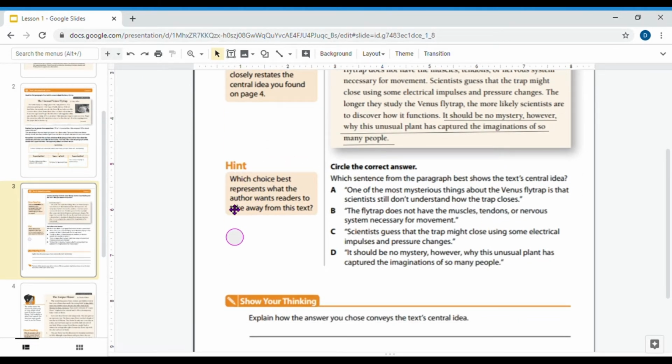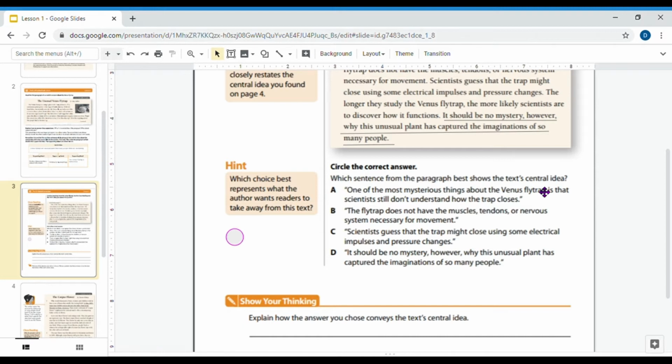Which choice best represents what the author wants readers to take away from this text? See, if I was using our test-taking skills, I should have come down here and read this question first. So, which sentence from the paragraph best shows the text's central idea? Oh my goodness, we just underlined that. So let's read all of our options before circling an answer.